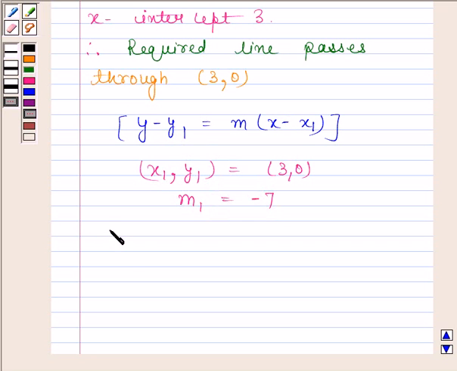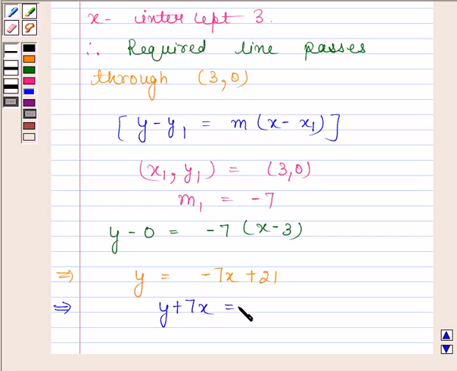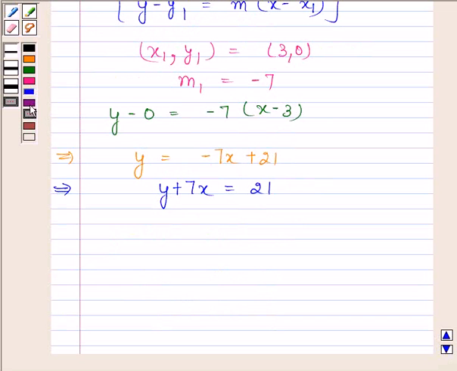By substituting the values, we get y minus 0 is equal to minus 7 into x minus 3. This implies y is equal to minus 7x plus 21. This implies y plus 7x is equal to 21. Hence, the required equation of line is y plus 7x is equal to 21. This is our required answer.